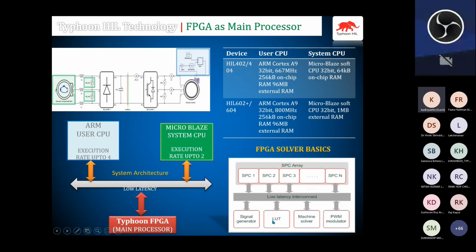And as per your requirement, you can switch on to the configuration if you are requiring those. Machine solver: it emulates a single electrical machine model, including its electromagnetic part, mechanical part, and speed measurement devices such as encoder and resolver. Then we have the PWM modulator.